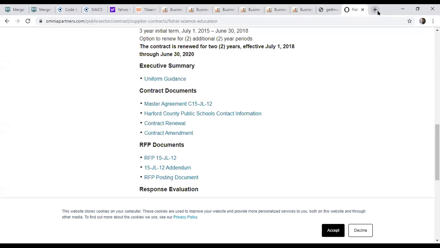Other things that I might look for are other states that are about the same size that I am, other regional states, and that's just looking for individual state contracts. Again, you guys are better set up to find that information.